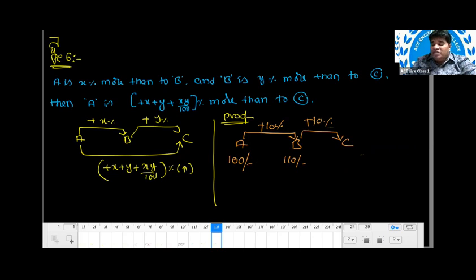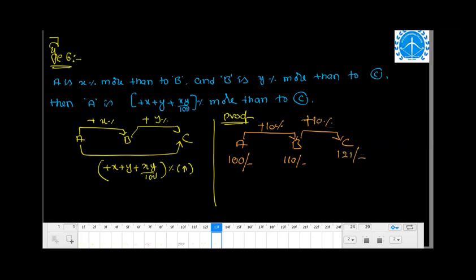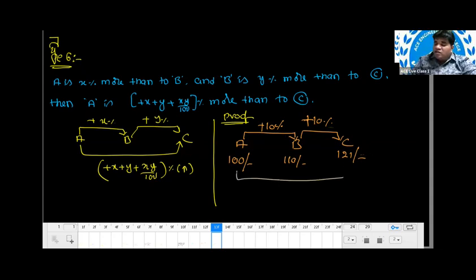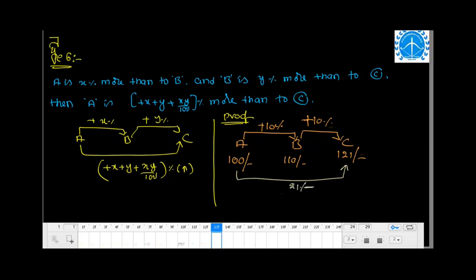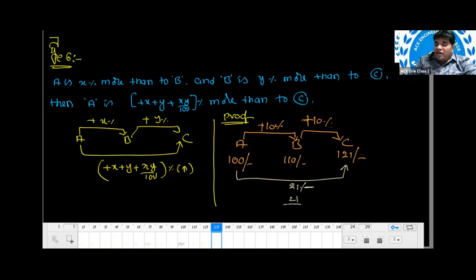Again, B selling to C. What is the B selling price? 121. So now compare with A. Suppose A directly sells to C, then A got how many rupees profit? 21 rupees. What is the percentage? 21 compared with always the original. Original is 100. 21 by 100 into 100, the 100 cancels. So the answer is 21% profit.